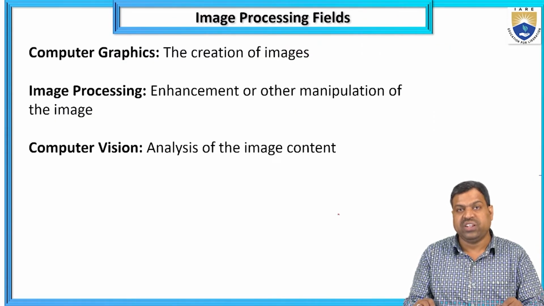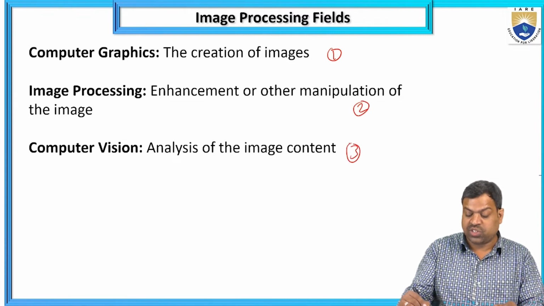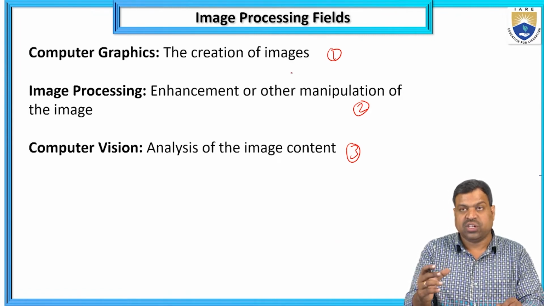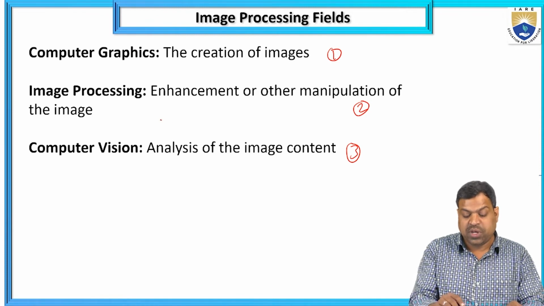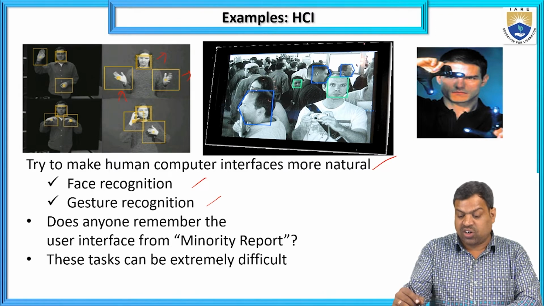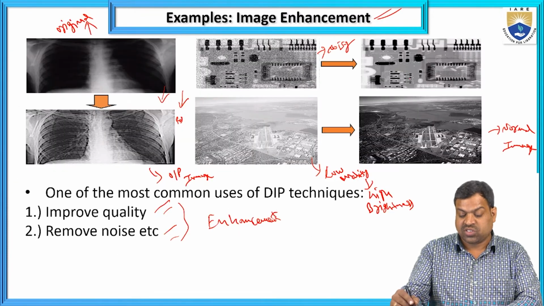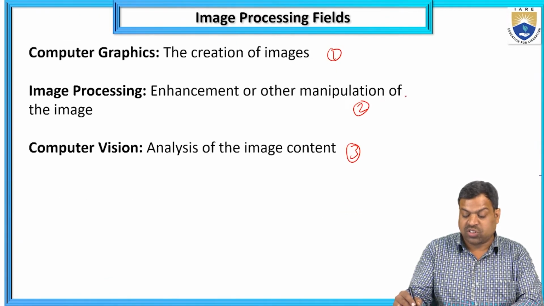And image processing fields: in which fields are we using image processing? First is computer graphics, second is image processing, and the third is computer vision. In computer graphics, we are creating images, so these are not original images. In image processing, it means enhancement or manipulation of the image. Law enforcement, GIS, medicine, artistic effects: these are all called image enhancement.